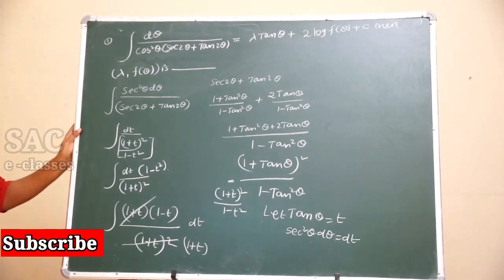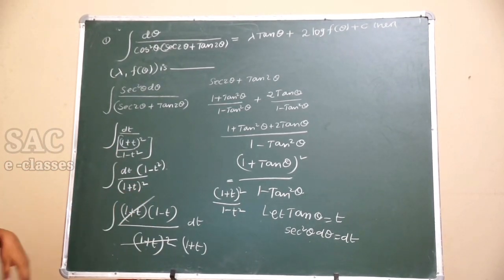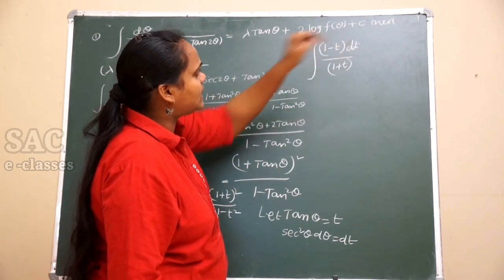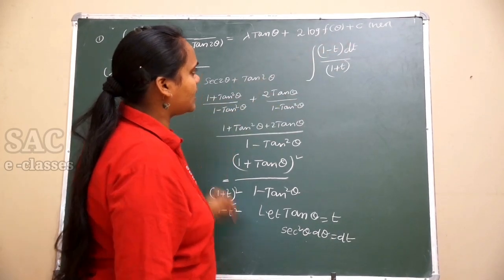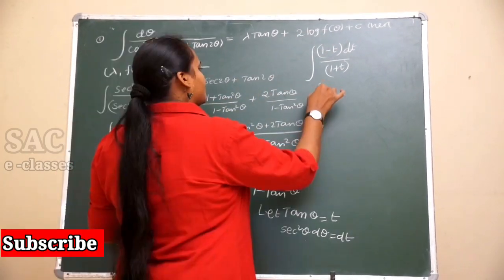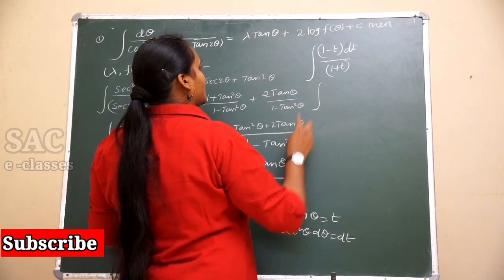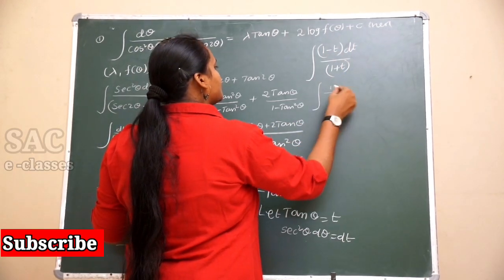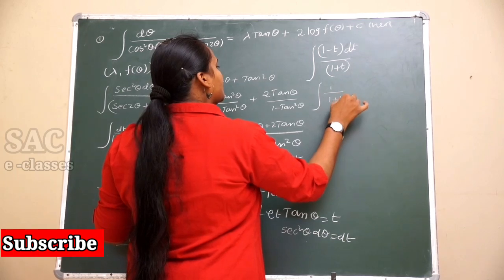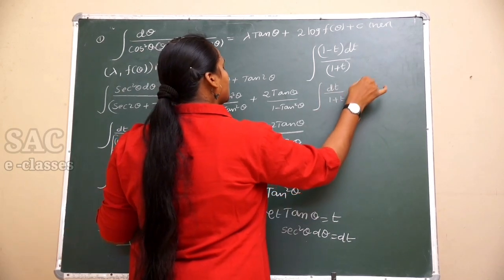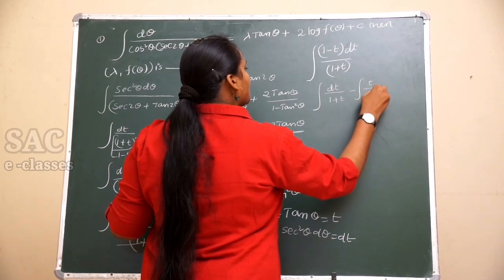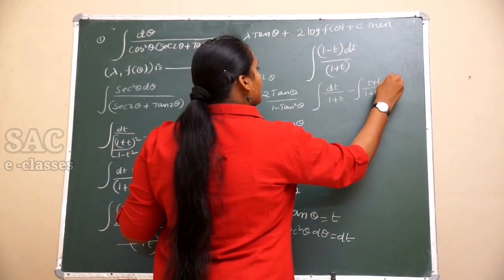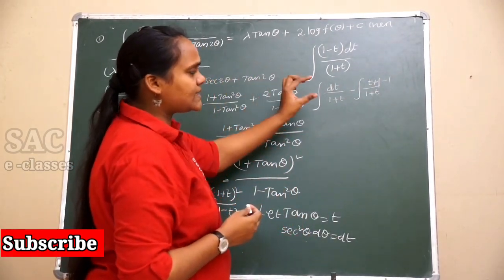Now you have to do the splitting, then you can get the answer very easily. After simplifying, you got 1 minus t by 1 plus t dt. So I want to split this in this way. What we can do is, I want 1 plus t and t. So why can't we split it as 1 by 1 plus t dt minus t by 1 plus t dt. To make it the easiest form, I am adding plus 1 minus 1 to make it just a t.